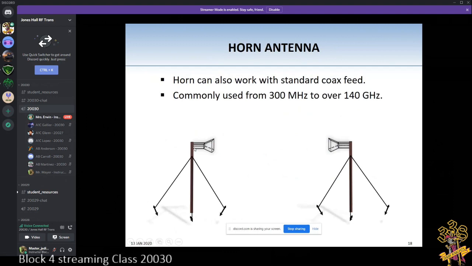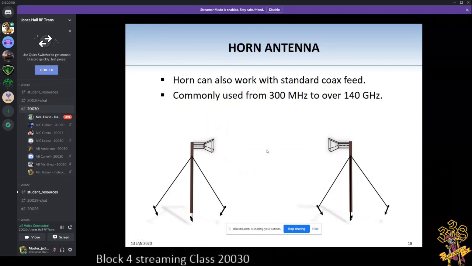Showing, excuse me, your horn on top of a mast. I meant to turn one of these horizontal and one vertical, but I didn't. So we'll pretend that one's horizontal and one's vertical, because you can change the polarization by simply changing whether this is placed up here in a vertical or a horizontal position.